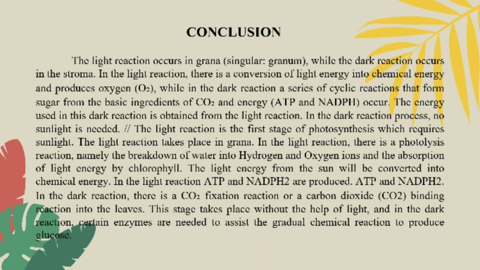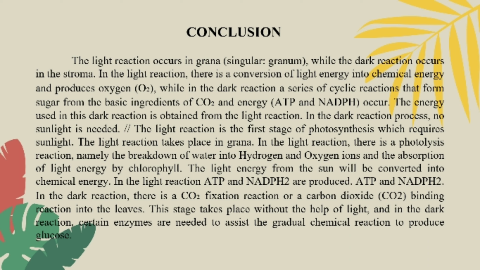Conclusion: the light reaction occurs in the grana, singular granum, while the dark reaction occurs in the stroma. In the light reaction, there is conversion of light energy into chemical energy and production of oxygen O2. While in the dark reaction, a series of cyclic reactions form sugar from the basic ingredient CO2 and energy, ATP and NADPH. The energy used in the dark reaction is obtained from the light reaction. In the dark reaction process, no sunlight is needed.